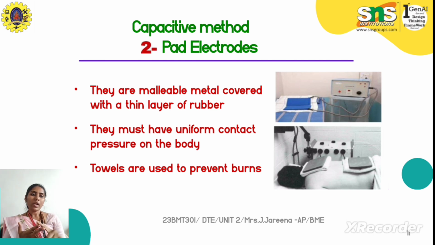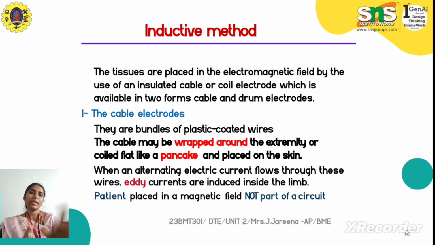In the case of parallel plates, here also we have covered this metal plate with the help of a malleable thin layer of rubber, or you can also use towels in case of using high frequency current for a prolonged duration, where the treatment is going on for a particular area for a prolonged time. So these are the two types of capacitive electrode.